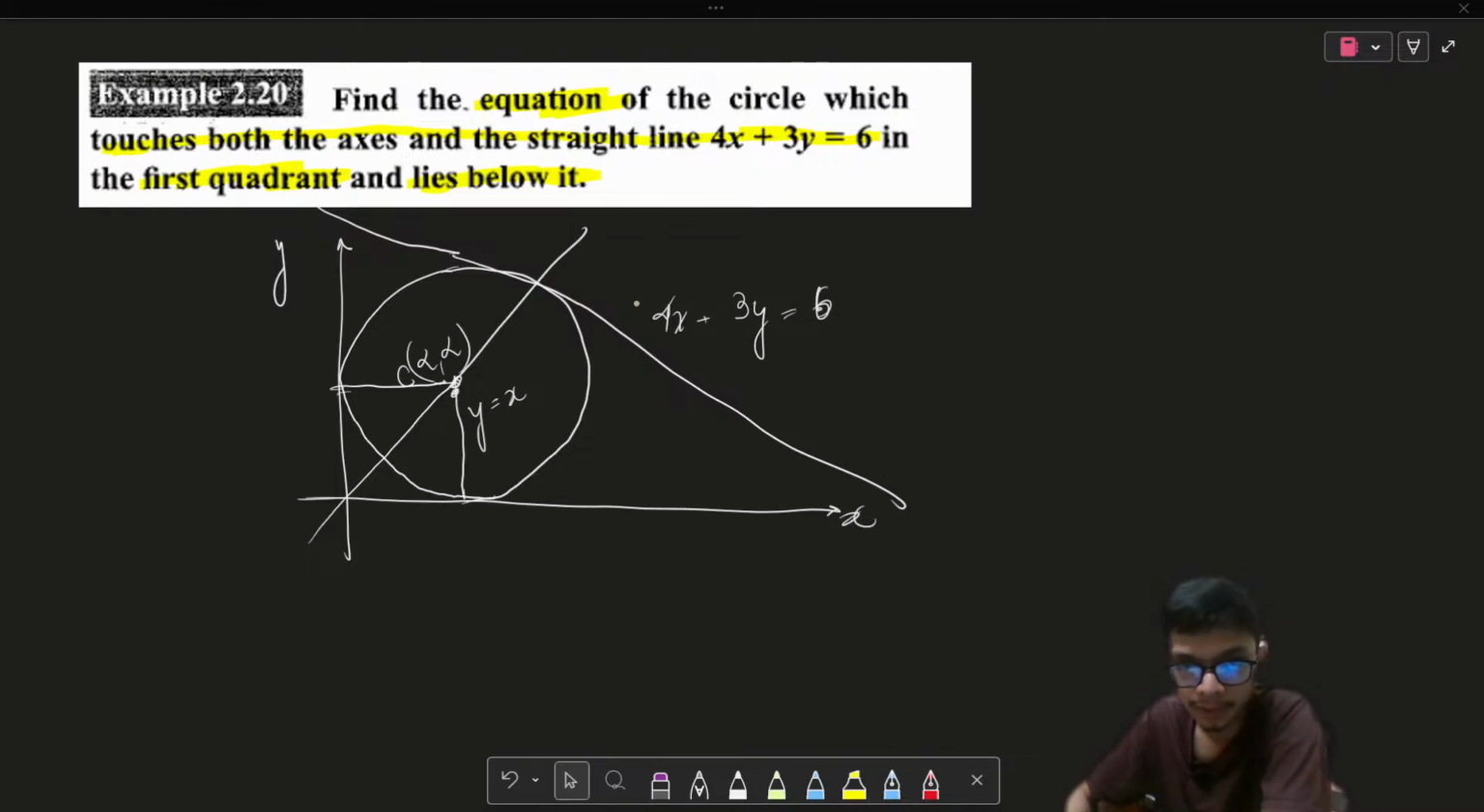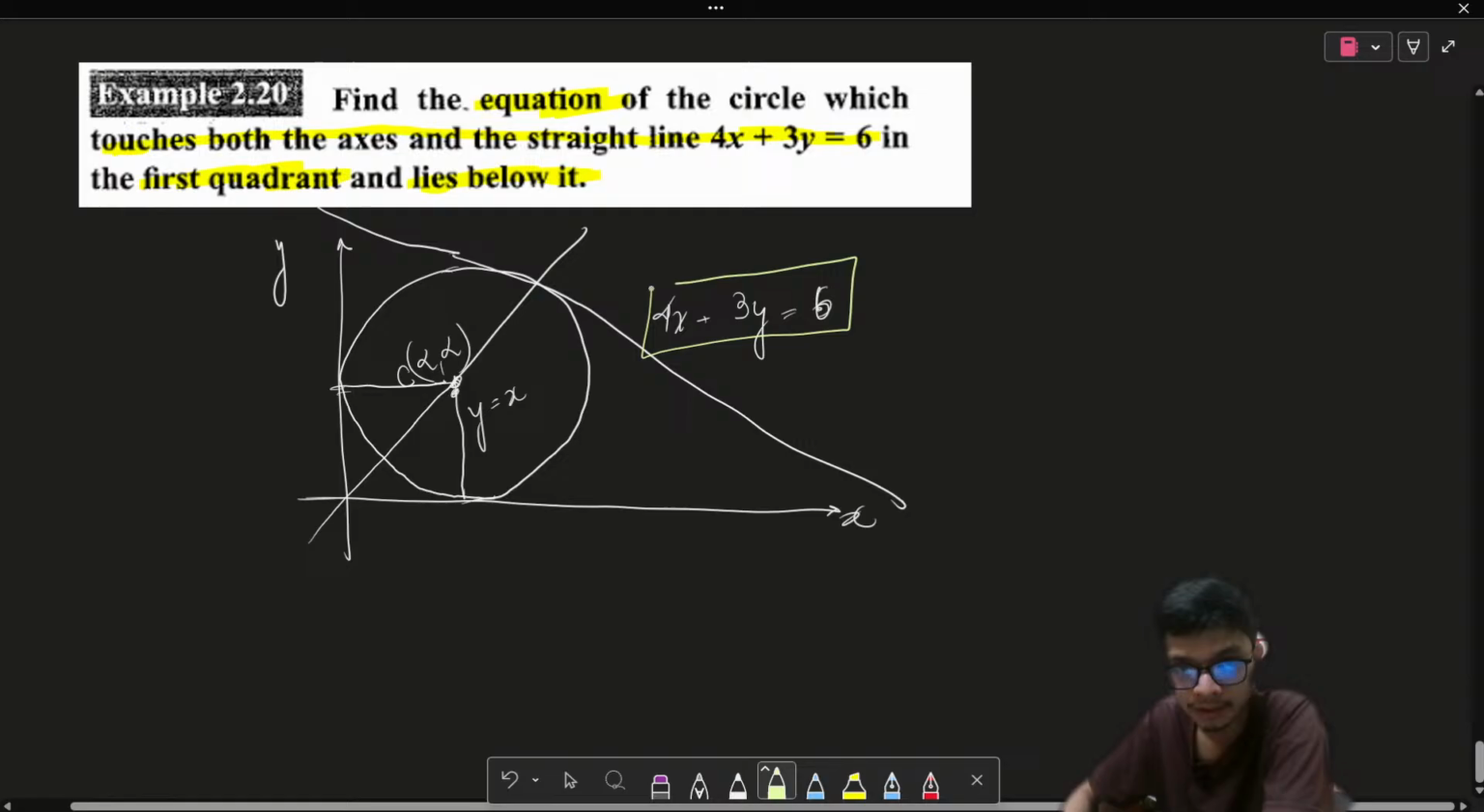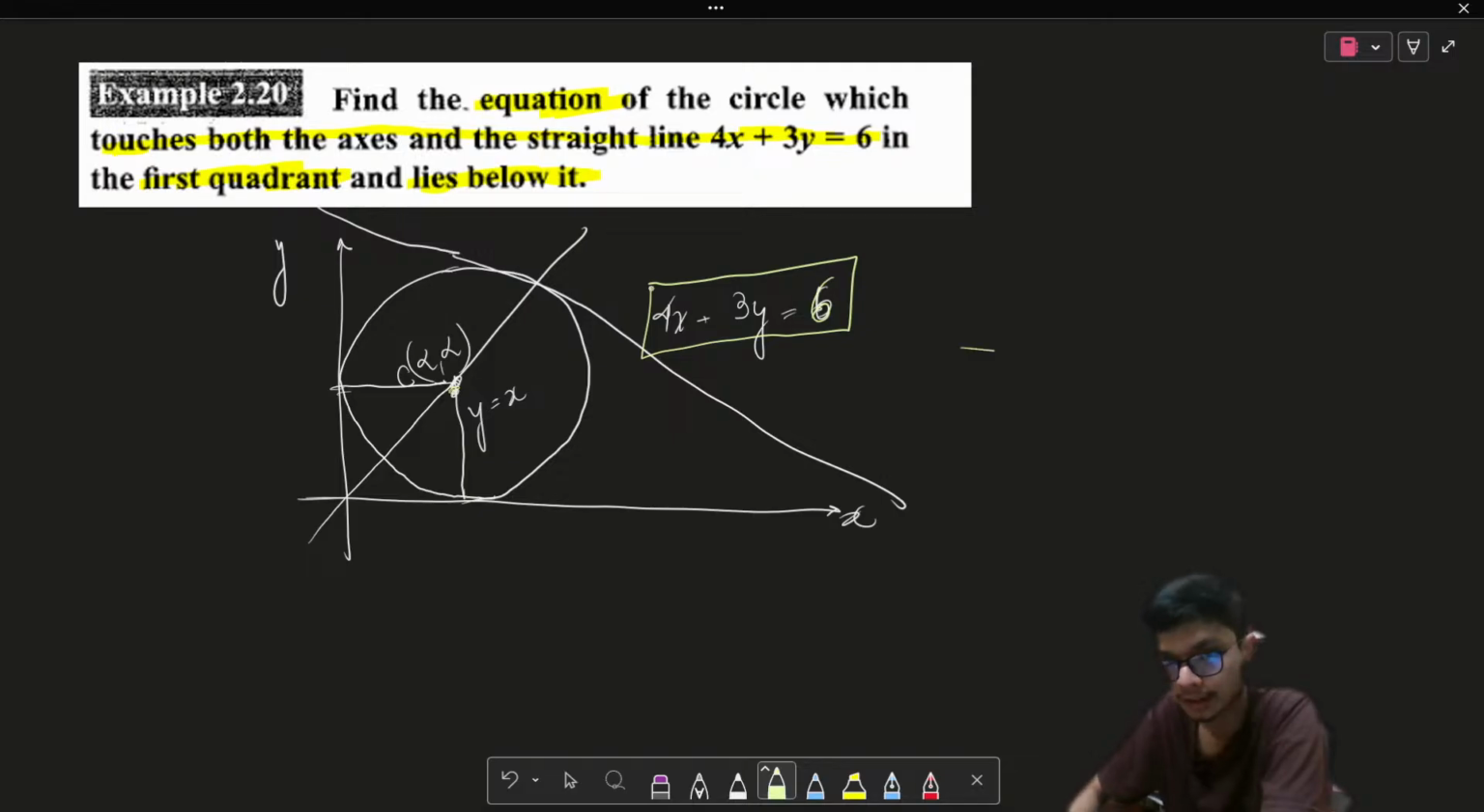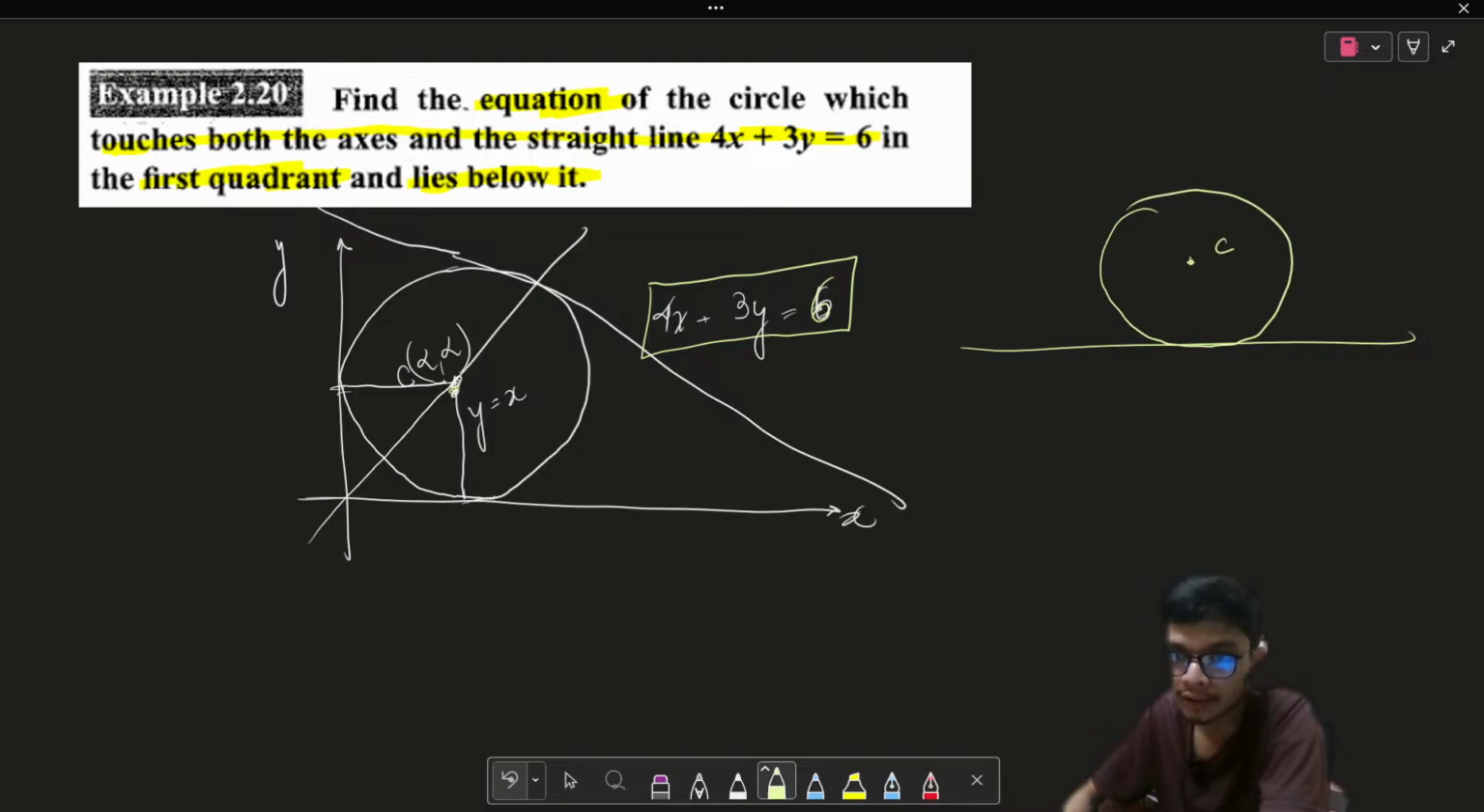Now, since this line, 4x plus 3y is equal to 6, is another tangent to the circle, if I draw a perpendicular from the center to the tangent, let us look at the condition of tangency. If I have a circle like this with a tangent point, and I drop a perpendicular from the center to the tangent, let us call this point t, then this perpendicular distance should be equal to r, right? So that is my condition of tangency.